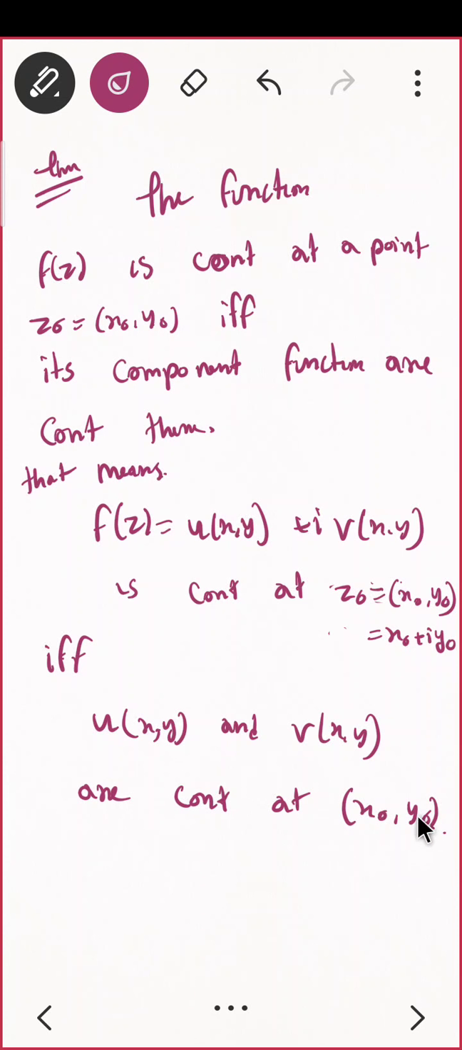Correct. So the proof is similar to your proof of limit. Correct. In this case, you are aware of the limit. The limit will be your f of z naught. So the answer will be u of x naught y naught plus i times v of x naught y naught. Correct. Yes.